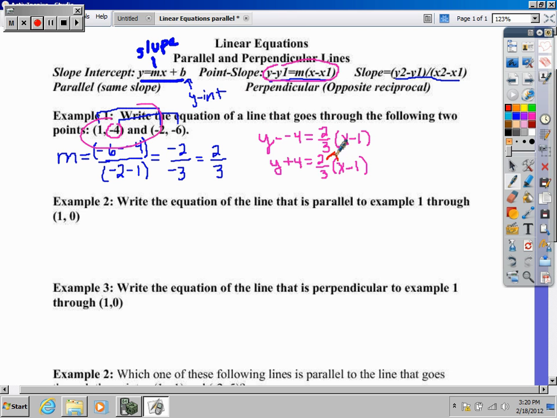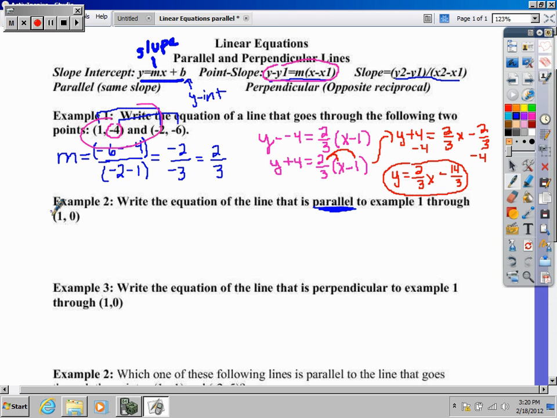Now, that may be okay, but they may want it also in slope-intercept form, so you might have to distribute here and rewrite it as y plus 4 equals 2/3 x minus 2/3, and we'd have to move the 4 over by subtracting that from both sides. So then you'd end up with 2/3 x, and -2/3 minus 12/3 is going to be equal to -14/3. And that would be your equation of a line that goes through those 2 points.